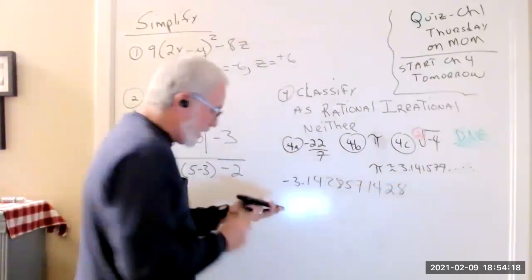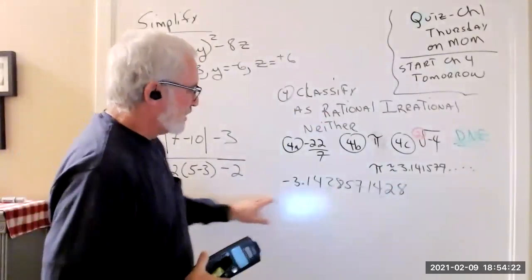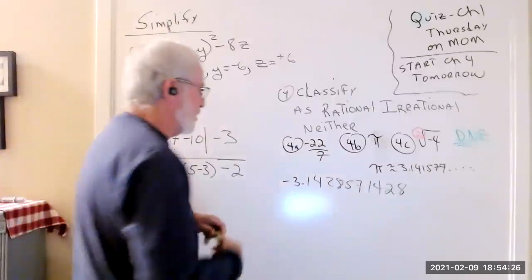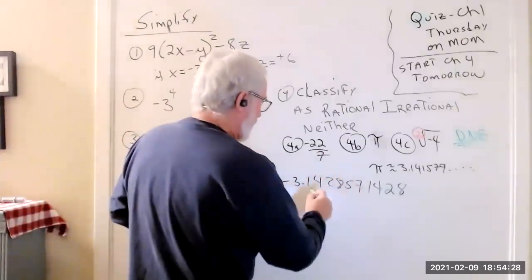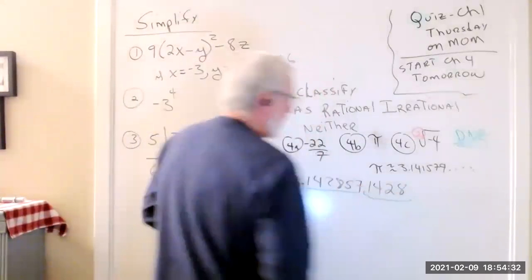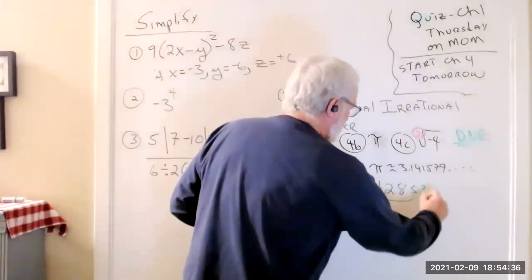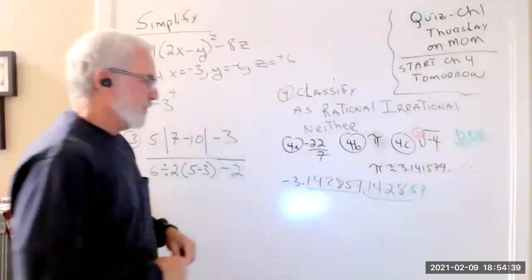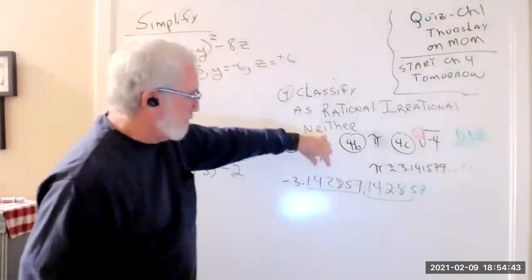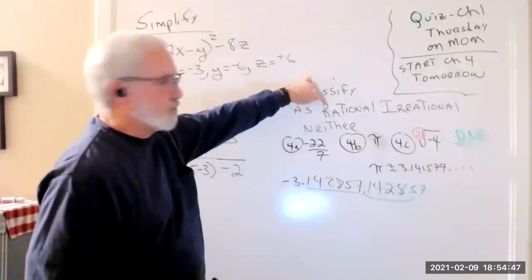3.1428571428. From that, we can fairly assume that this is a decimal, but check it out, it's repeating. 142857, and then it started 1428. My calculator probably ran out of room, but I'm going to make a guess that it's also 57. So this is an infinite decimal, but it's repeating a pattern. And because it's repeating, it's called rational.